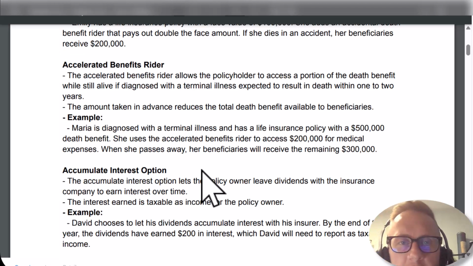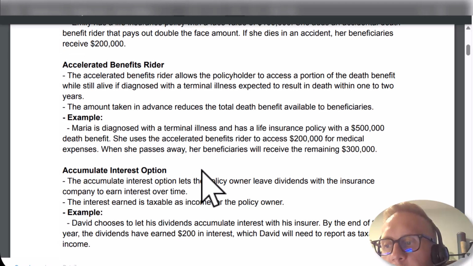Next, accelerated benefits rider. So the accelerated benefits rider allows the policyholder to access a portion of the death benefit while still alive if diagnosed with a terminal illness expected to result in death within 1 to 2 years. The amount taken in advance reduces the total death benefit available to beneficiaries.